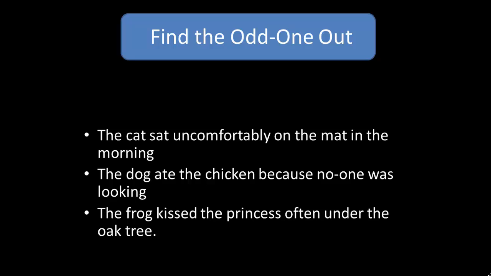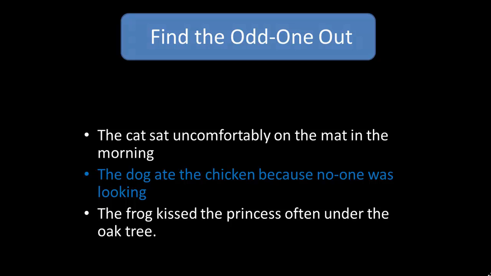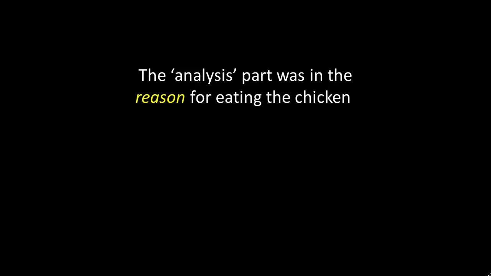Now, you might wish to pause the video here while you consider which of those three you think contains the analysis and see if you agree with me. Well, I think it's the second sentence, the dog ate the chicken because no one was looking. And the reason I'm picking this particular sentence is because it alone has embedded within it a rationale, a reason. It wasn't just simply that the dog ate the chicken, but there was a reason for the dog doing that. The analysis part was in this exploration of the reason, no one was looking in this case.